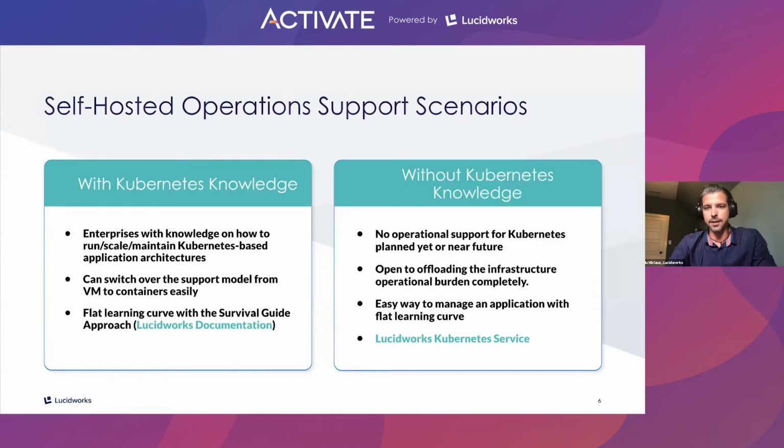On the other side, the right-hand side, we have companies that are interested in modernizing their architecture, but yet do not have operational support for Kubernetes, either planned in the short term or the midterm. They're, however, open to offloading the infrastructure and operational burden completely. Easy way to manage an application with a flat learning curve. And for that, we have Lucidworks Kubernetes Service. And we'll spend the remainder of this presentation talking about this particular service.